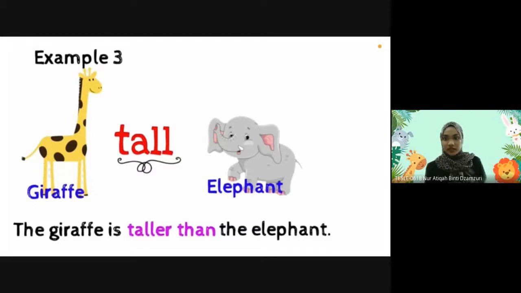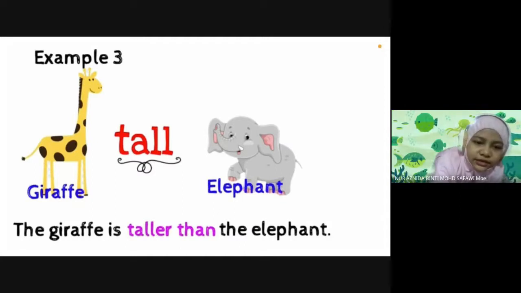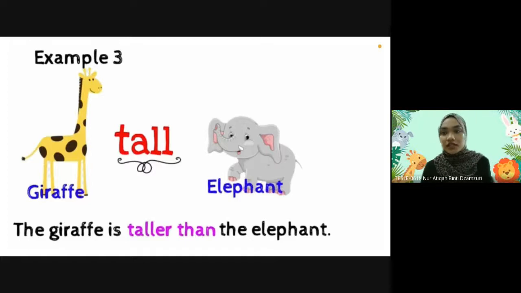Okay, Aznida. The giraffe is taller than the elephant. The giraffe is taller than the elephant. Okay, which one is the comparative adjective? Wait. Mana satu ayat? Taller than. Very good. Taller than.